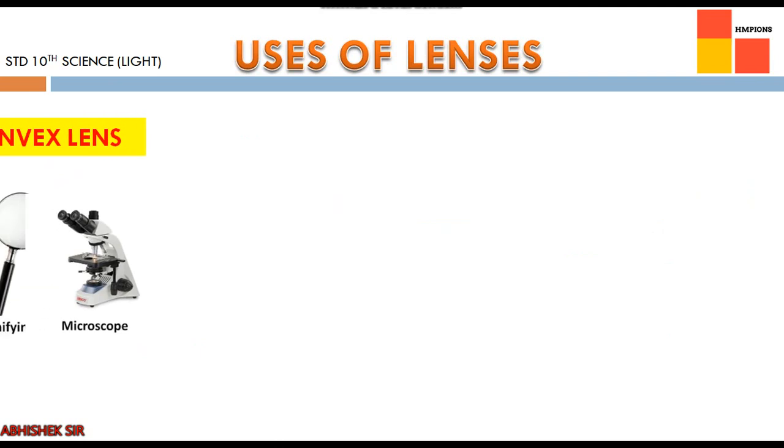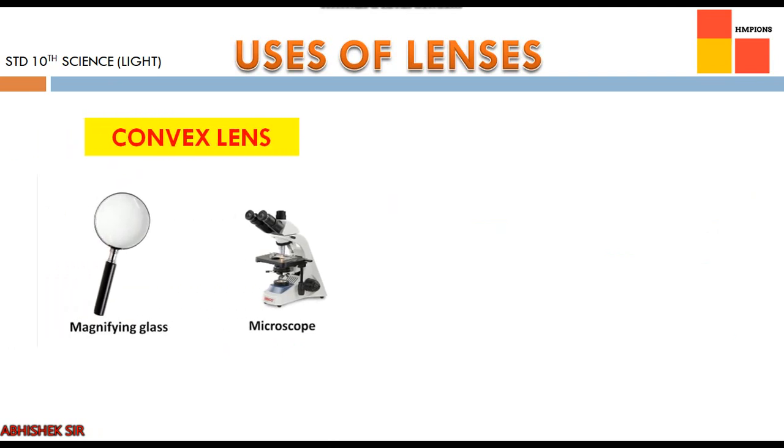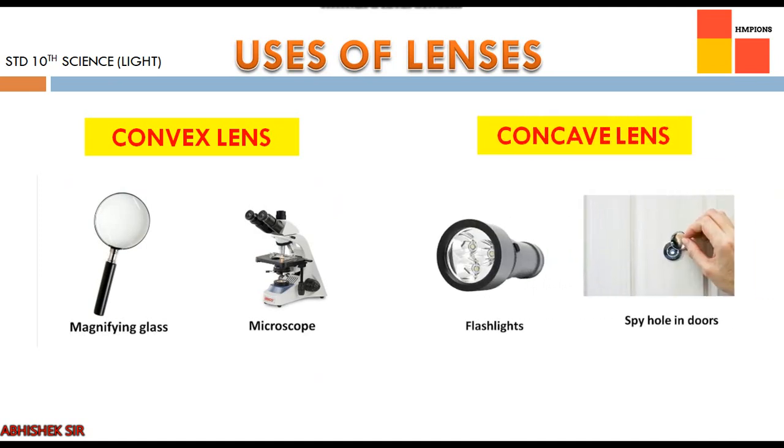Moving on to the next topic, that is uses of lenses. We'll see uses of both the kinds of lenses. Convex lens is used in magnifying glass and microscope. Concave lens, on the other hand, is used in flashlight and spy hole in doors. You cannot see this commonly in India, but in foreign countries they keep spy holes in doors for their security.